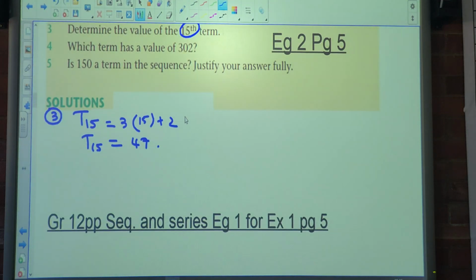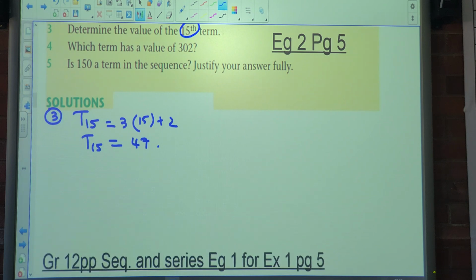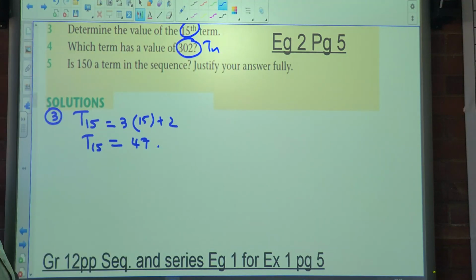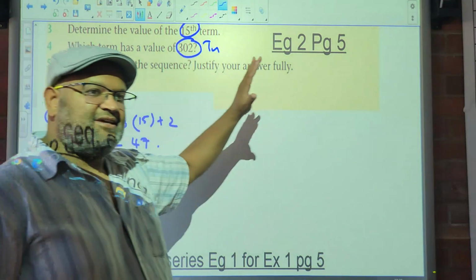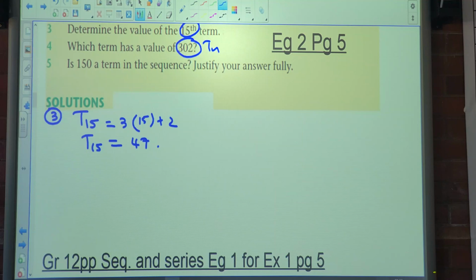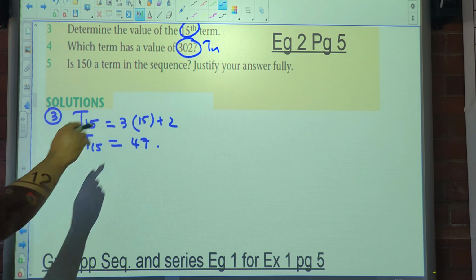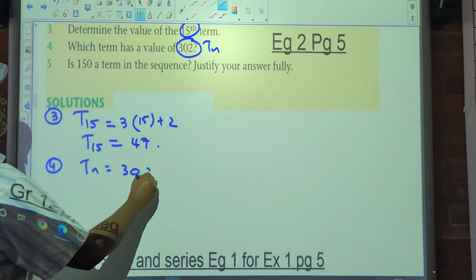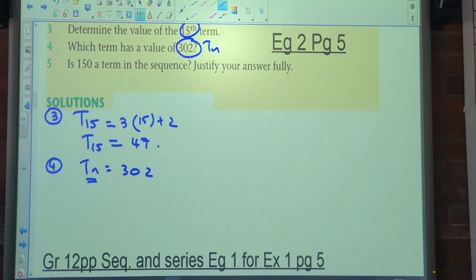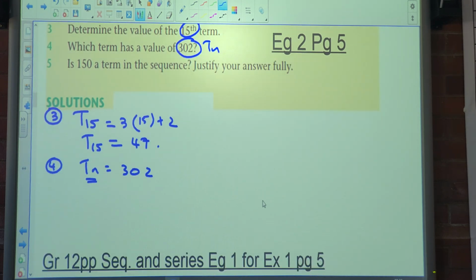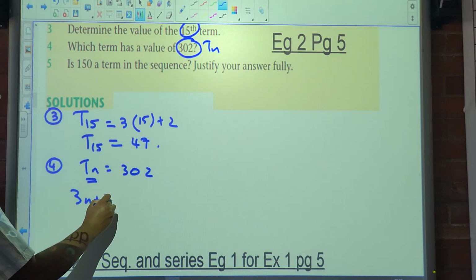The next question says, which term has a value of 302? So what does that mean? That means that's going to be the nth term. Or if the sequence continues, which term number will have a value of 302. Since now we're saying that this Tn is equal to 302, what is Tn also equal to? 3n plus 2. I'm getting it from number 2, when I worked out the general term. So it's going to be 3n plus 2 is equal to 302.